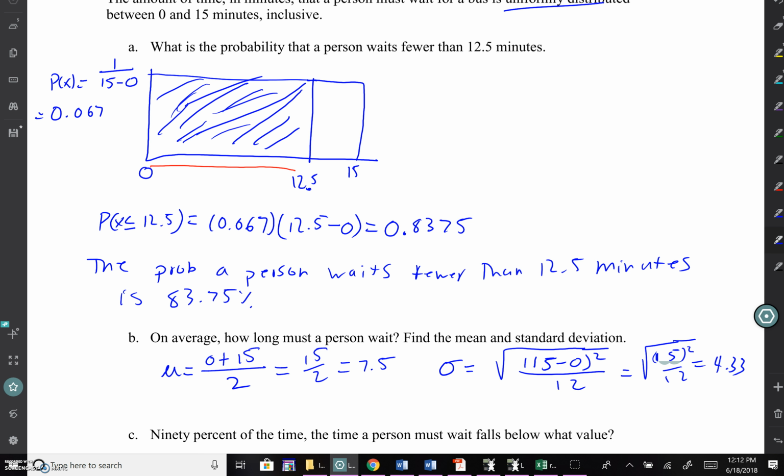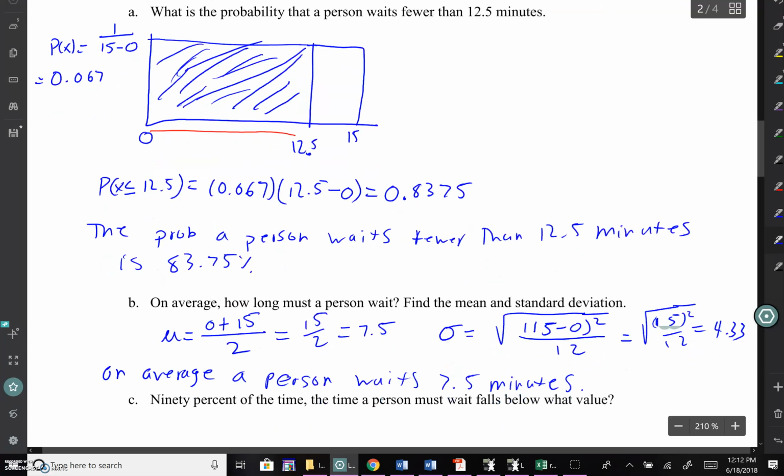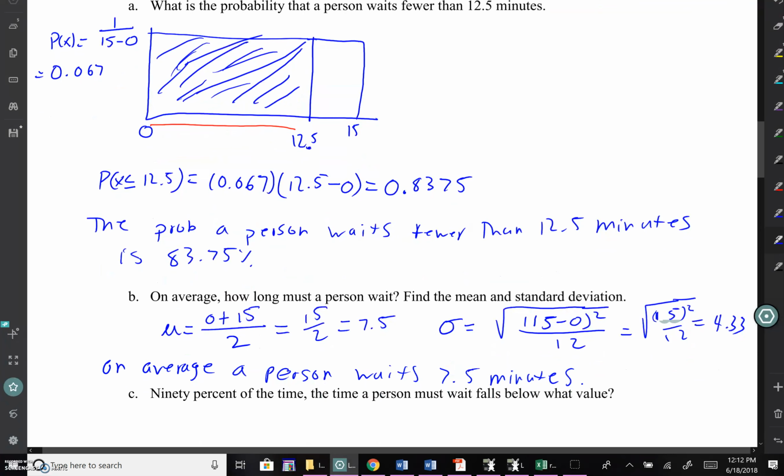All right, if I want to answer their original question, which is, on average, how long must a person wait, what would you tell me? 7.5, right? We're talking about the average, which is the same thing as the mean. So, on average, a person waits 7.5 minutes. Questions on that?